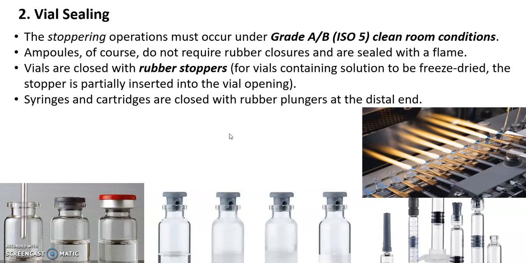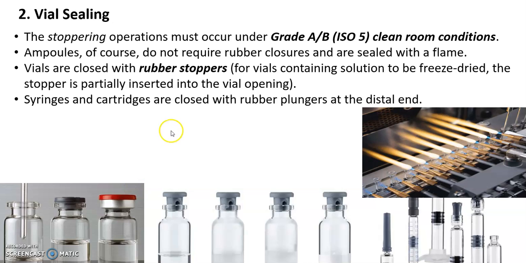Okay. So we're talking about the filling process, and then stoppering, which is placing a rubber stopper on top of it. This is the aluminum seal, so it's filling, stoppering, and sealing. We're talking about vial sealing.